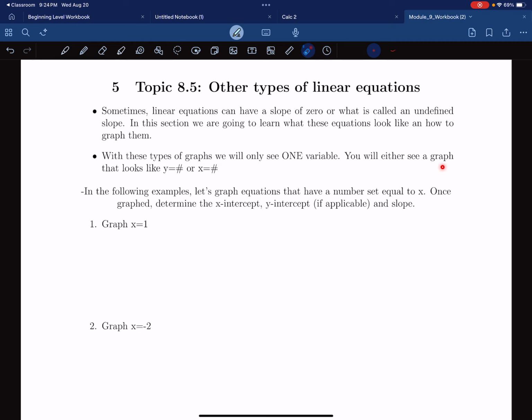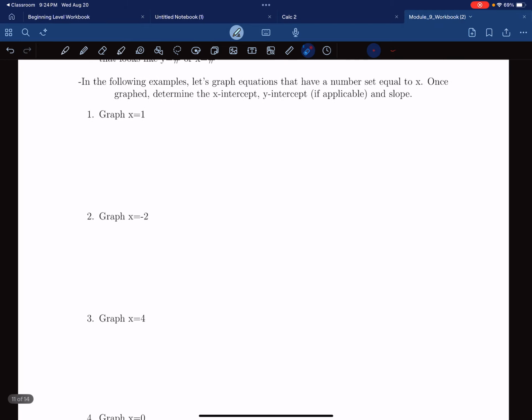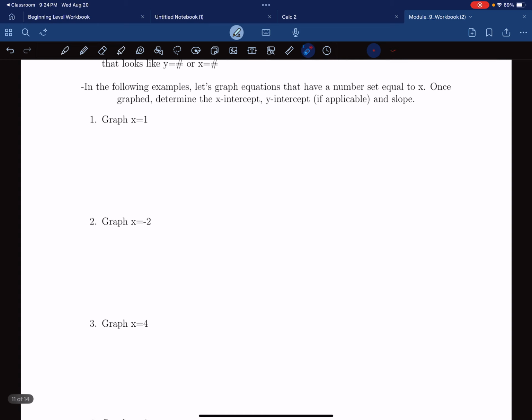So you'll either see a graph or an equation that looks like y equals some number or x equals some number. So with that being said, let's just dive into some first examples here. In these following examples, you will notice that all of these are going to be set equal to x. To do these examples, we are going to first graph the equation, determine any x-intercepts, determine any y-intercepts that this equation has, and identify its slope.